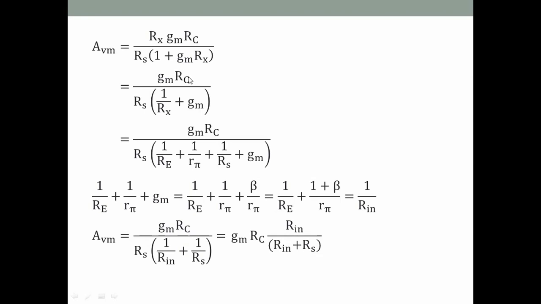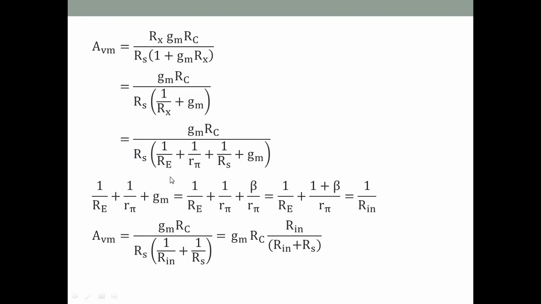And then I'm doing some manipulation. So I've taken the Rx out. What have I done? I've taken Rx out and that Rx cancels with this. So you get GM by Rs into 1 by Rx plus GM. And then 1 by Rx, I substitute back the quantity which it was defined for, so that we get this back.